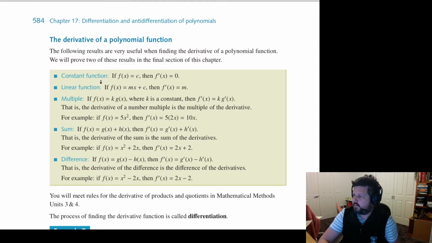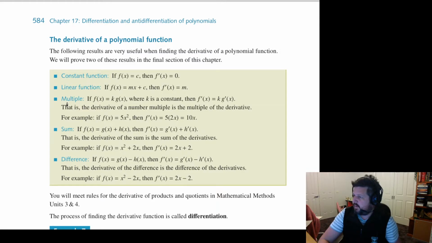If you've got a constant function, such as f of x being a whole number, so just a number by itself, it might be 2 for example, then the derivative f dash x of a constant number is going to be equal to 0. Cool. If you have a linear function, mx plus c, the derivative of that is just going to be the m value.